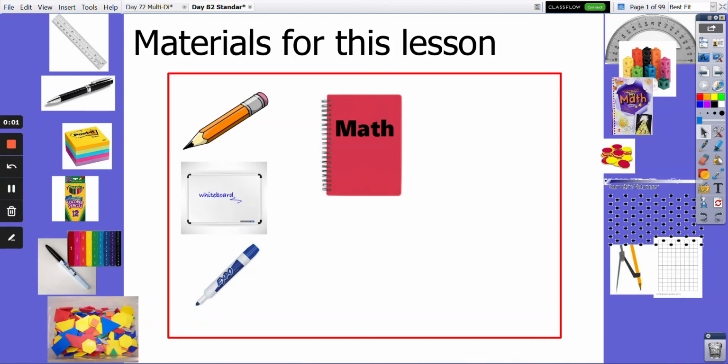Okay, let's get started today. For our lesson, you need your math notebook, your whiteboard marker, and your pencil.